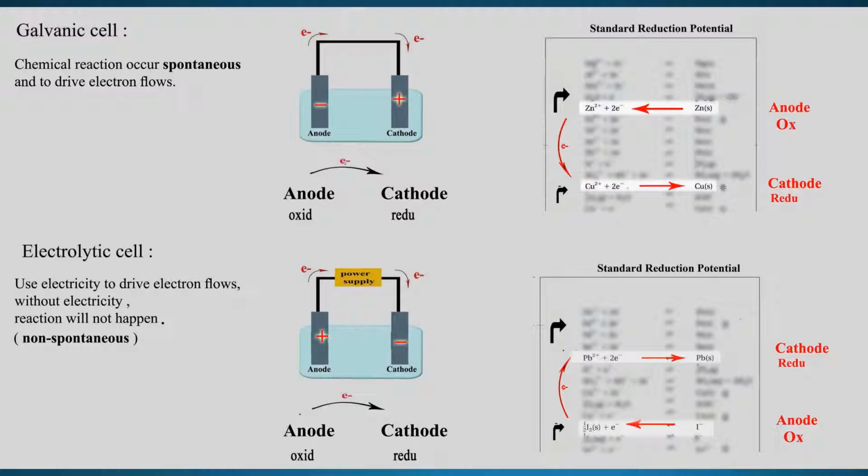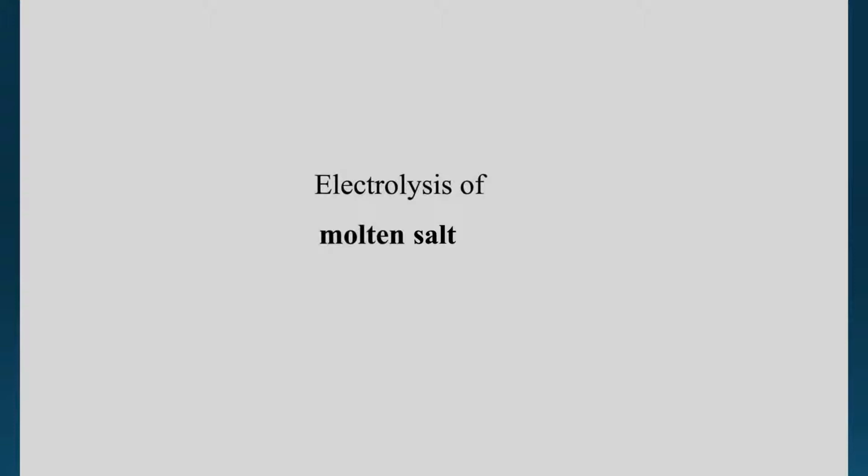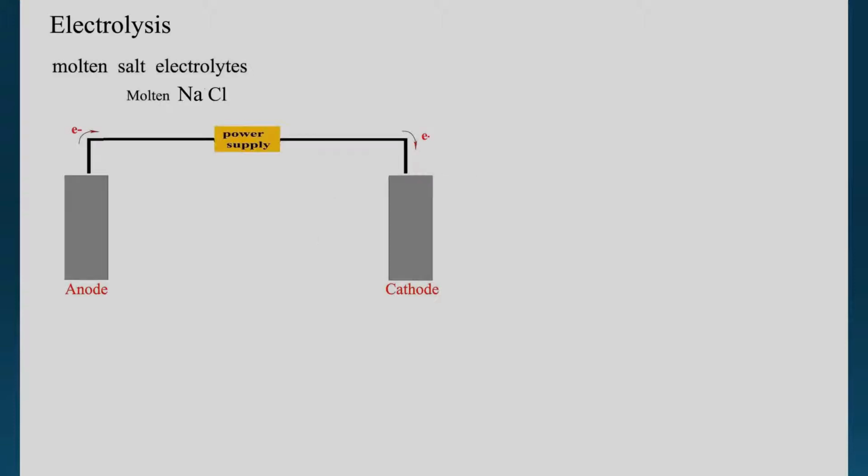Now, keep this in mind. Now, let's start. Let's look at the electrolysis of molten salt. If you put molten salt between the anode and cathode, first, the anode is the positive rod, as we just mentioned.